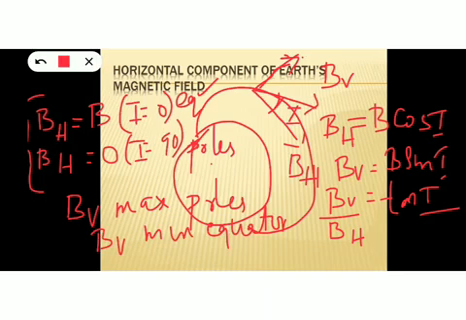So you must remember the horizontal component of Earth's magnetic field is maximum at the equator and minimum at the poles, whereas the magnetic dip is minimum at the equator and maximum at the poles. And similarly, the magnetic declination is greater at the poles and smaller at the equator. So these three components of Earth's magnetic field are very, very important. You must remember the variation of these three components at the equator as well as at the poles.